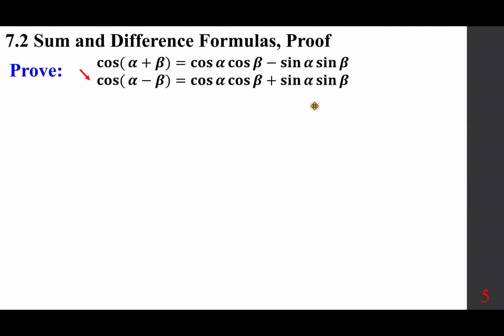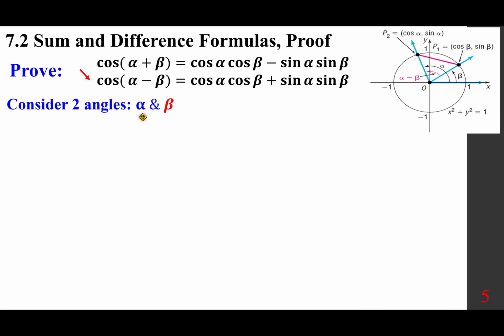So we are going to look at a couple of angles. Consider two angles, alpha and beta. So we put them in a standard position. Here's the alpha, which is larger than beta. So if this is beta, then this point, P sub 1, has coordinates cosine beta, sine beta. And if this is alpha, then this point, P sub 2, has the coordinates cosine alpha, sine alpha. And this angle, as you can see, is alpha minus beta.